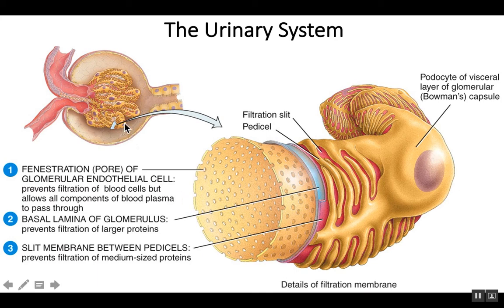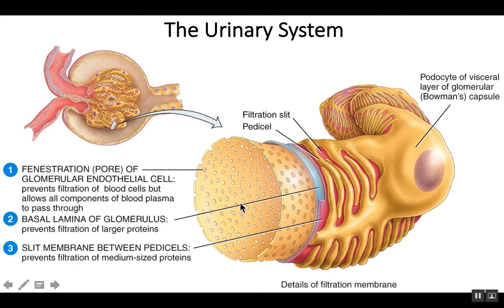Here we're looking at a cross-section of one of these little glomerular loops inside the entire glomerulus. So if we cut through one of the little loops, this would represent the lumen of this capillary where the blood is. So blood is in here. Red blood cells, white blood cells, platelets, and blood plasma.